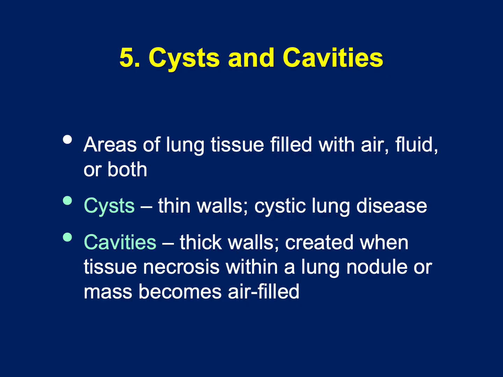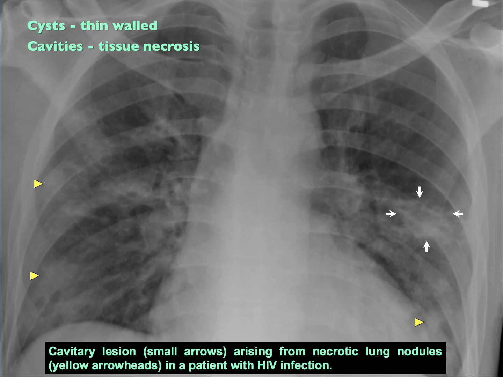Cysts and cavities. These are areas of lung tissue filled with air, fluid, or both. Cysts are thin-walled and usually happen in cystic lung disease. Cavities are thick-walled, and they're created when tissue necrosis happens within a lung nodule or a mass becomes air-filled. This X-ray depicts cavitary lesions with the small yellow arrows arising from necrotic lung nodules in a patient with HIV infection.